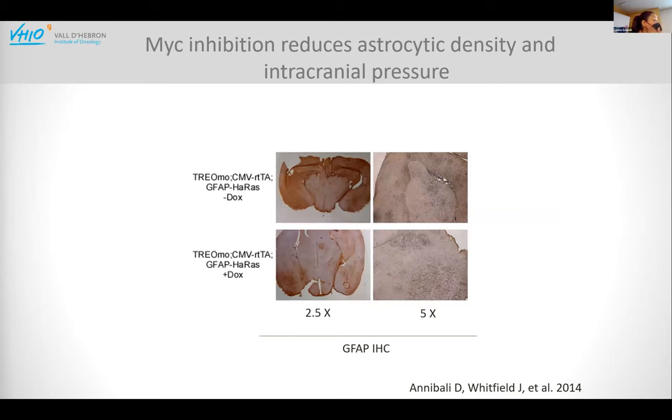We saw that the brain that normally is full of astrocytes, the astrocytes here are in brown. So you can see that there are astrocytes all over the brain. After the treatment with Omomyc, the astrocytes are mainly eliminated throughout the brain. There are still some residual regions here that are undergoing apoptosis, actually. When we checked, we saw that they were basically dying astrocytes.